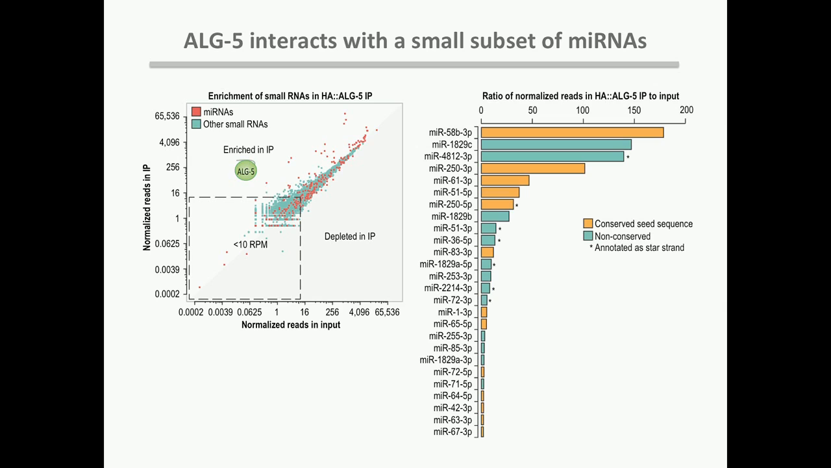But some of these are very strongly enriched, several of them greater than 50-fold, and we don't typically see this with the other microRNA-associated Argonauts, ALG-1 and ALG-2. And of the 25 or so microRNAs that are enriched in the ALG-5 IP, 6 of those are uniquely bound to ALG-5, and the remainder are also bound by either ALG-1 or ALG-2. And we see considerable overlap between the microRNAs that are bound between each of the 3 Argonauts.